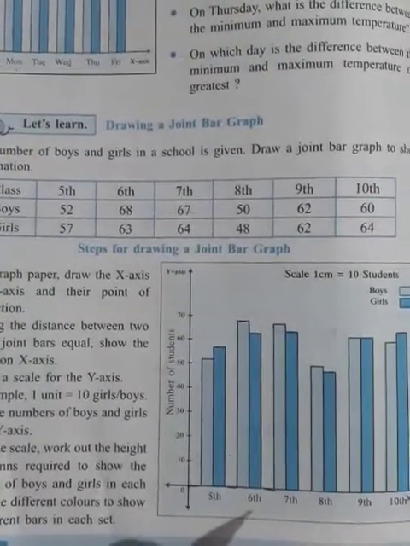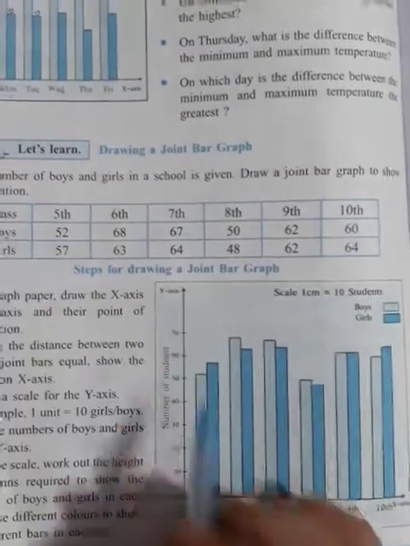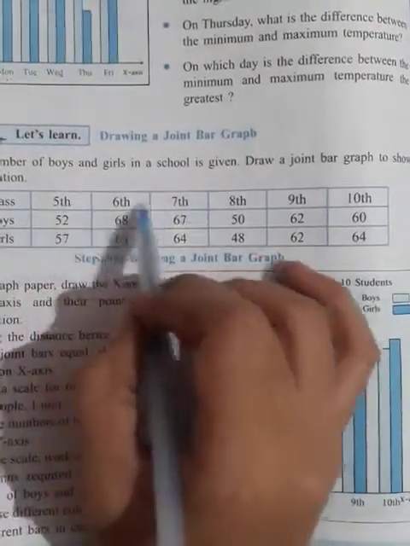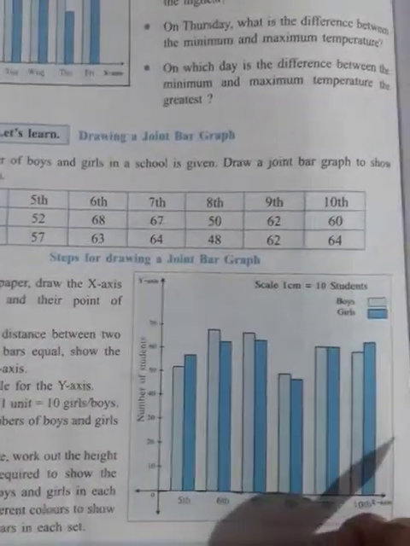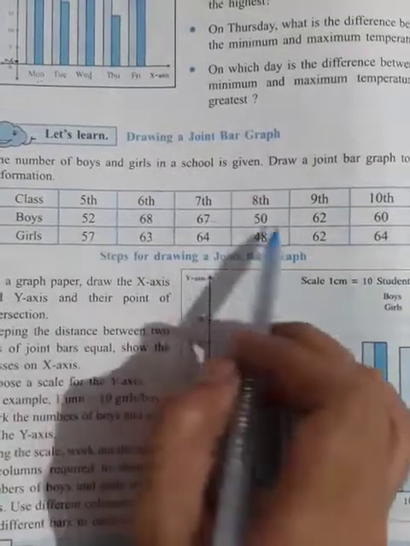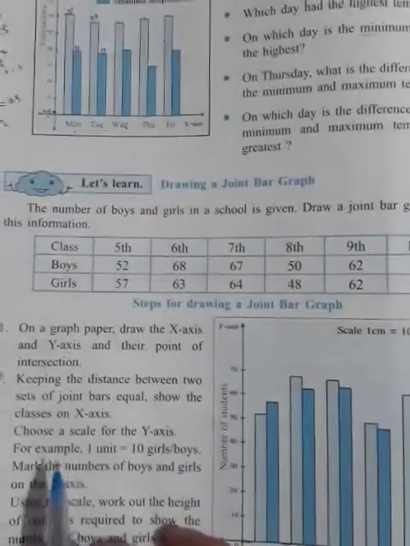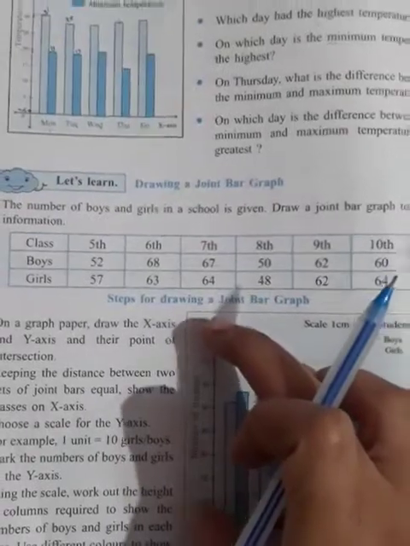And see here, the joint bars are for boys and girls. Okay, boys and girls. On the x-axis we have to take the classes 5th, 6th, 7th, 8th, 9th, 10th. Now on the y-axis we take the number of students. Okay, now for choosing a scale, we choose the scale for the y-axis.